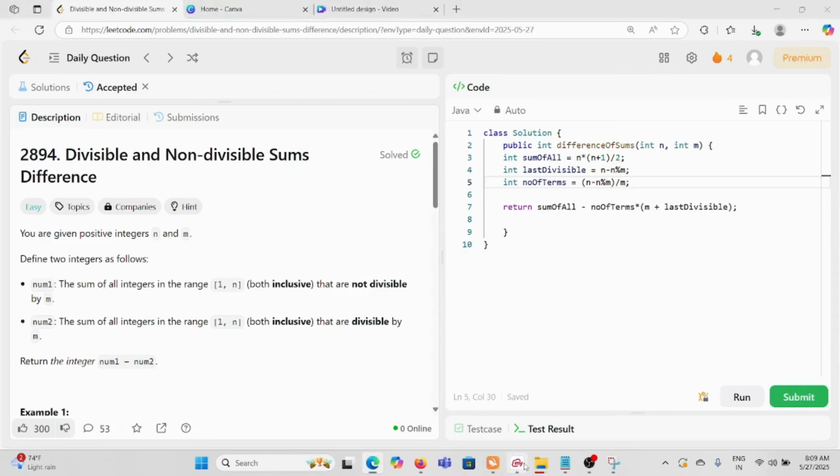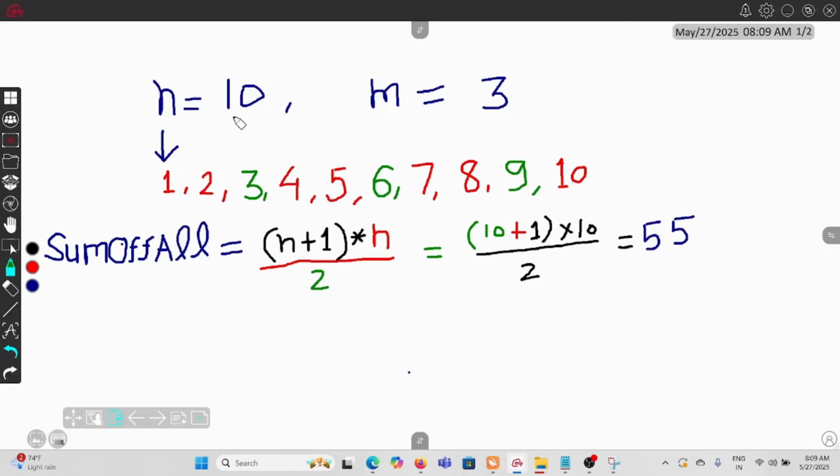You can visualize it like this. So for example, n is equal to 10 and m equal to 3. In this case, if you observe, these are the values starting from 1 till 10, right? So which are non-divisible by 3? All the red ones are non-divisible by 3. If we sum all those, it would be the num1 value.